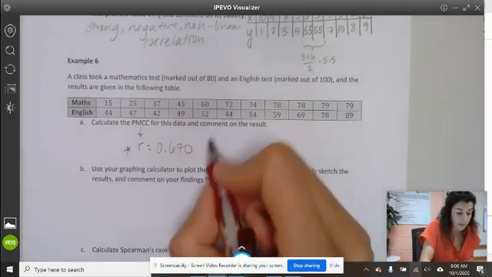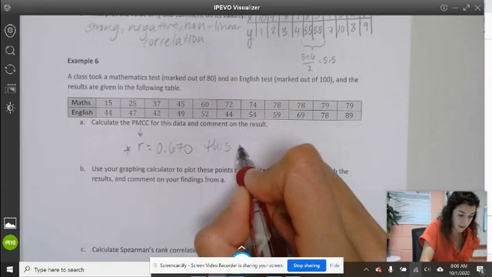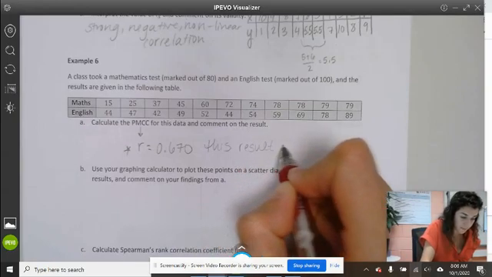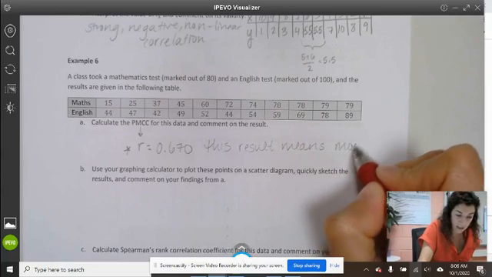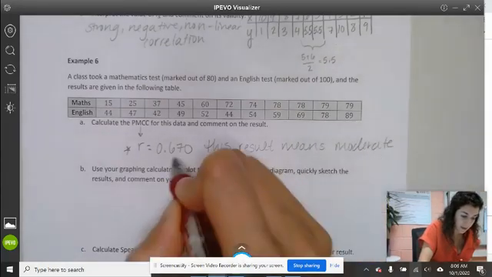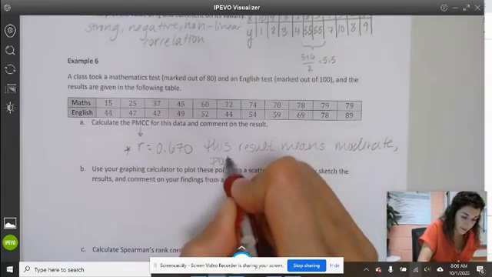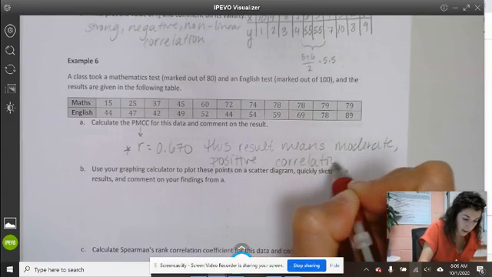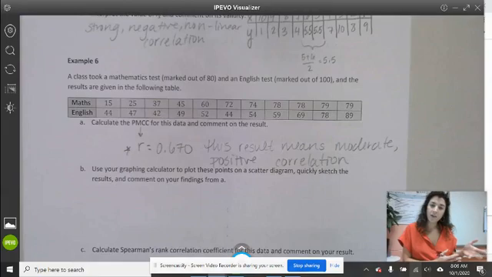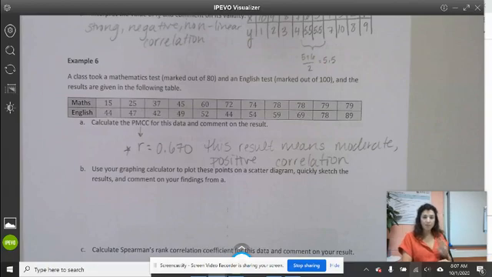0.670. This result means a moderate positive correlation. Moderate because it's still closer to the 0.5 than it is to like the 0.8s and 0.9s. So that's why I would say it's moderate to strong positive correlation.